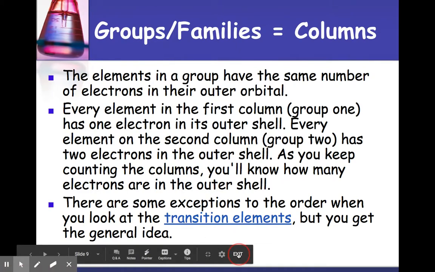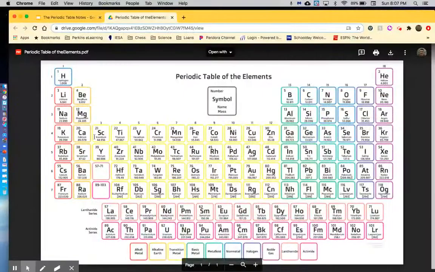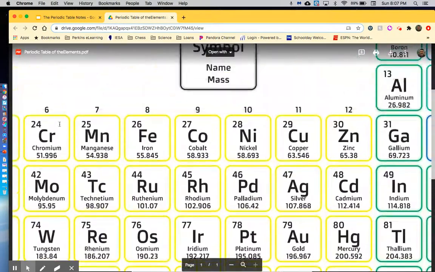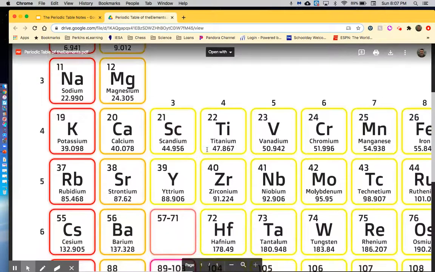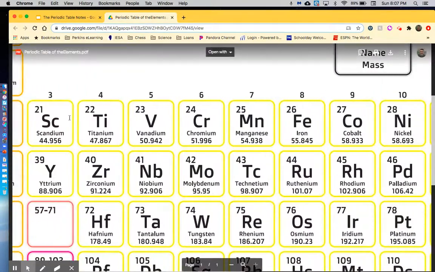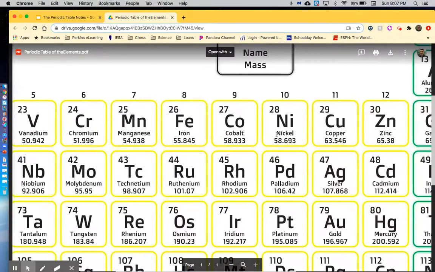So if we go back to our periodic table and take a look, now I can zoom in and show you the numbers above. This number means that it's the first column. This number means that it's the second column. These yellow ones here are called transition metals. 3 through 12 are those column numbers there.